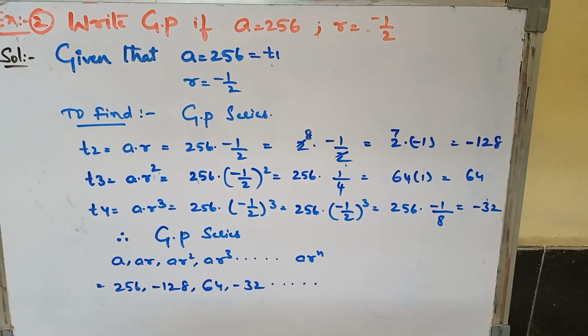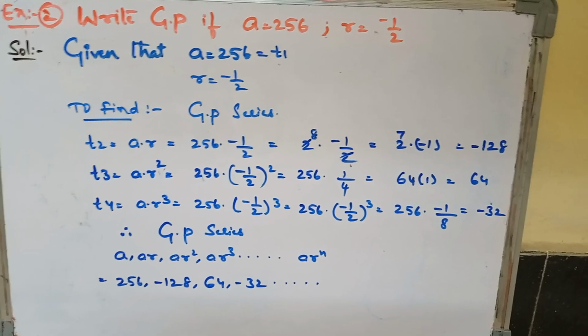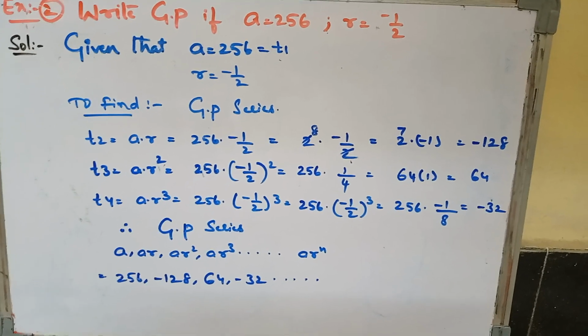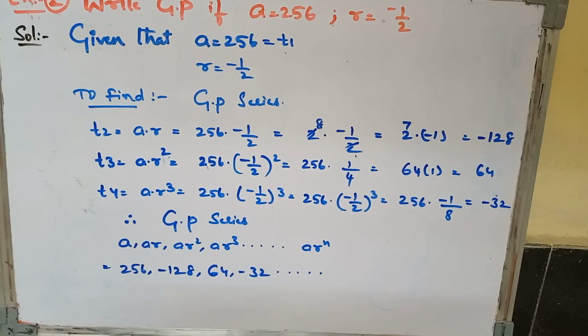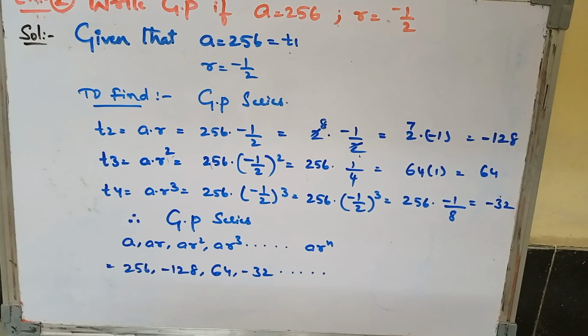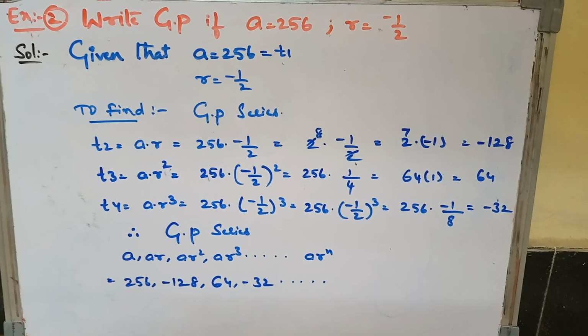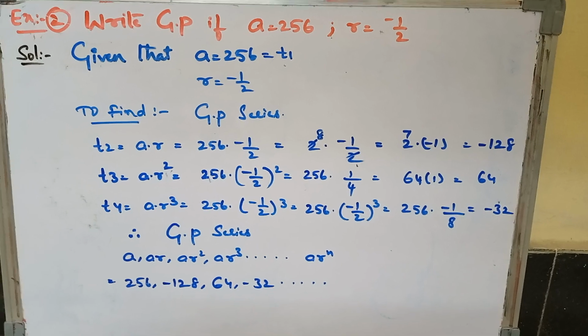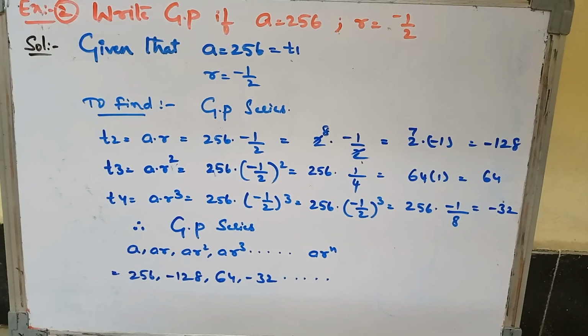To find the second term, third term, fourth term or any term in the GP series, we should know the first term and also the common ratio. If we know the first term and the common ratio of a GP series, we can find any term in the given series. So we know the first term, that is given in the question.